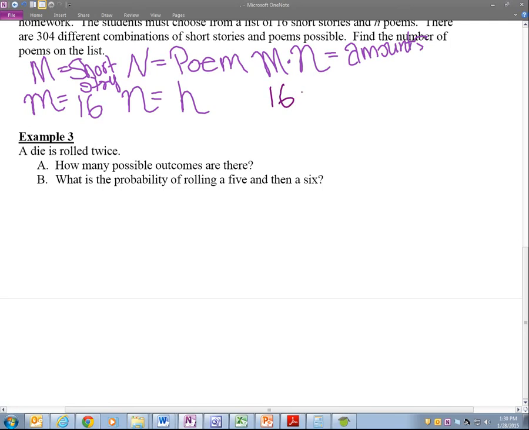Now, do I need to have a multiplication sign here when I have a variable? Nope, it's already there. When 16 is a coefficient, it's already there. Equals what? What's the amounts? JT? 304. We already have that one. And flashback time. Now, what are we going to do?